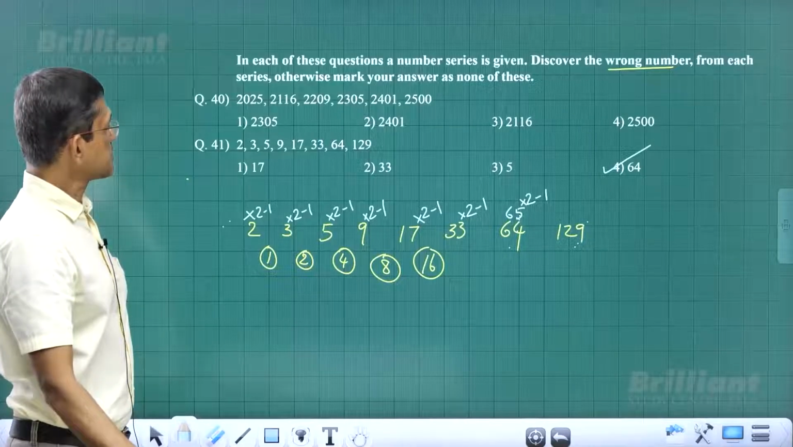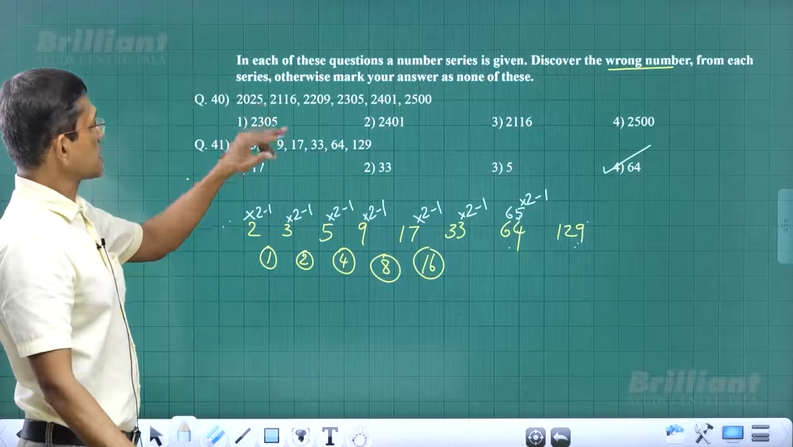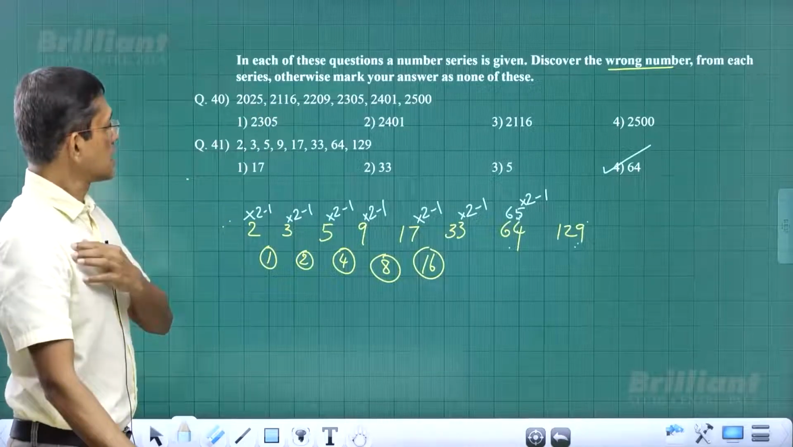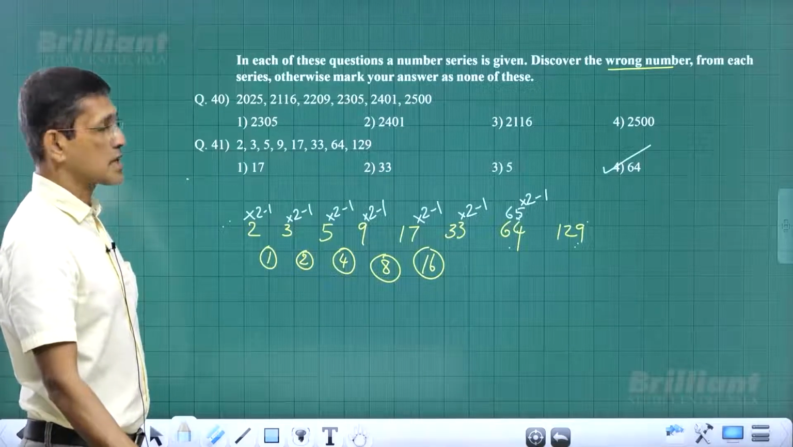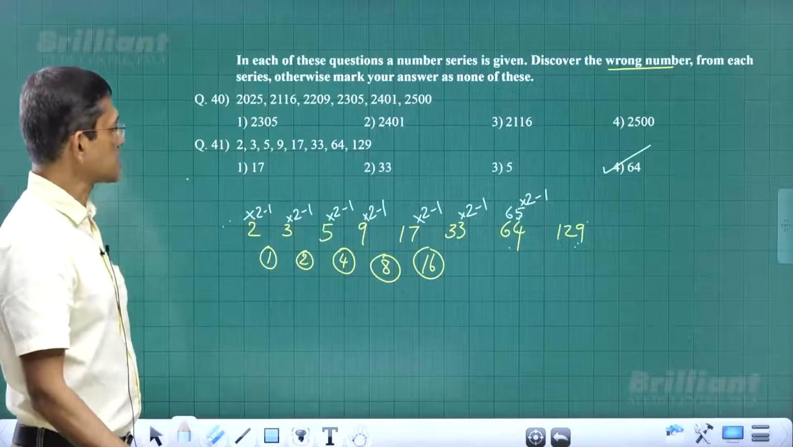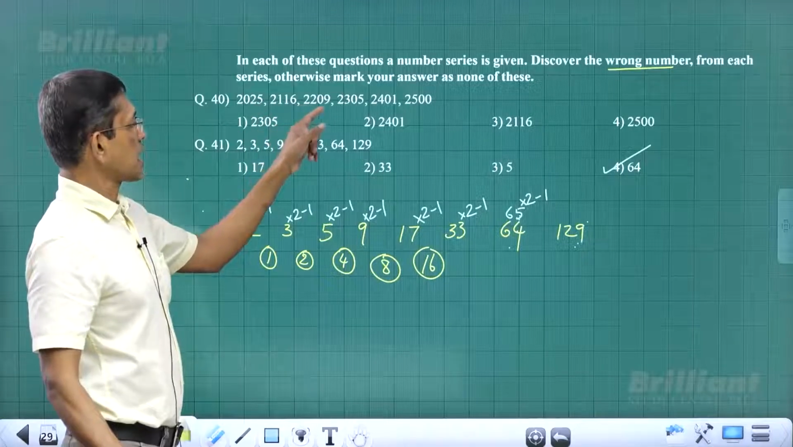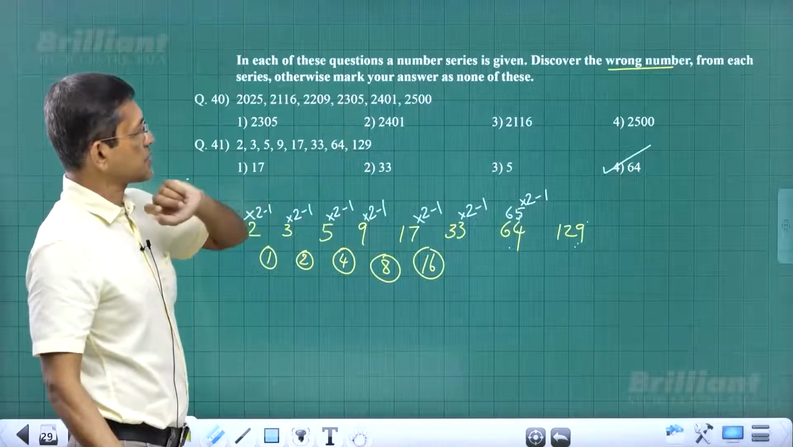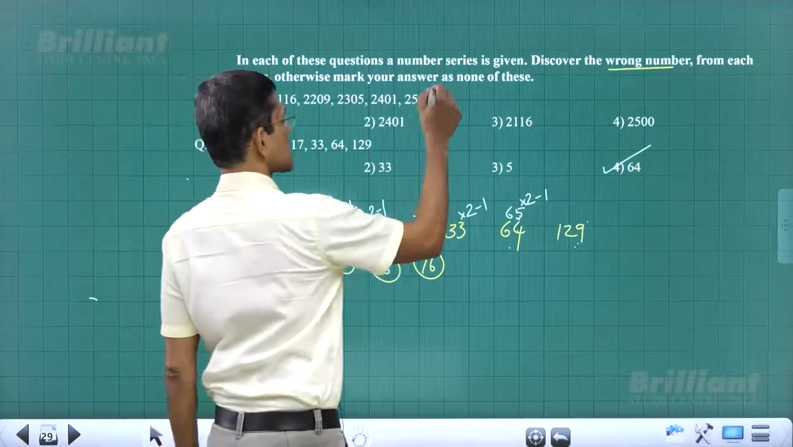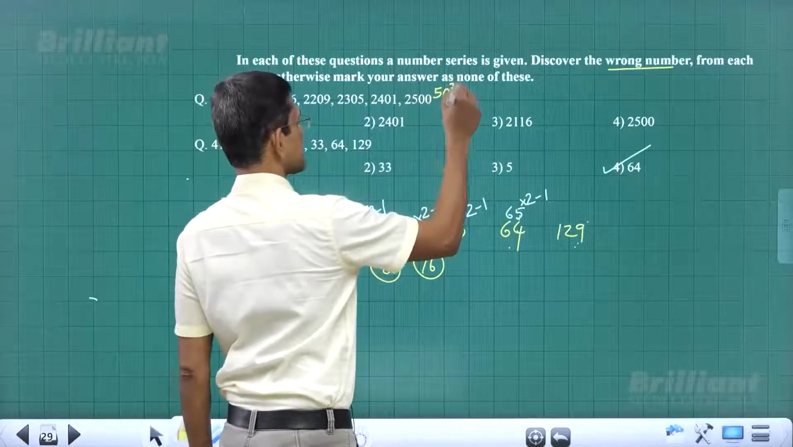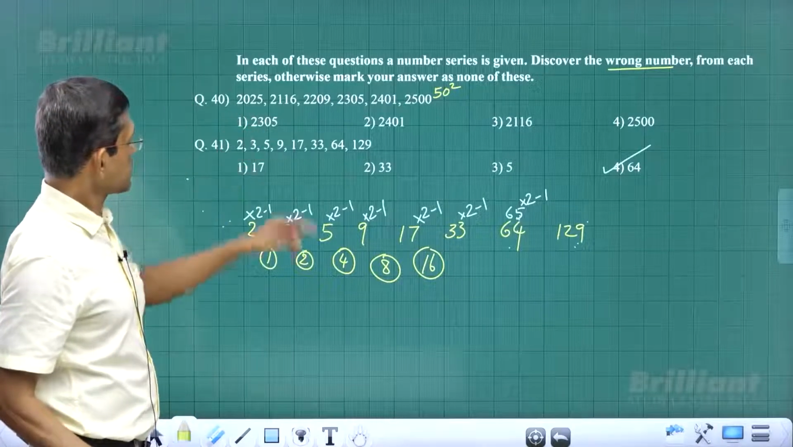Now question number 40. The numbers in that series are 2025, 2116, 2209, 2305, 2401, 2500. So take a look at those numbers. What is the peculiarity of those numbers? 2500, at a glance, what I see, it's 50 square. Okay, that's 50 square. How about 2025?